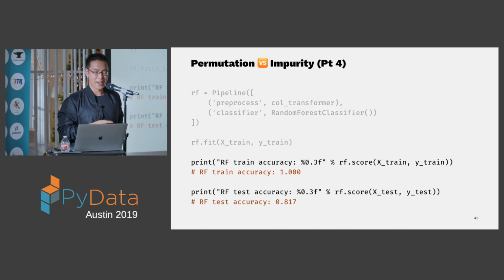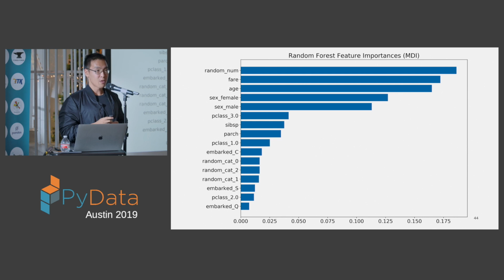The accuracy of this model is 100% on training, which sure, but the test set is 81%. So how many of you have used feature importances from a tree before? This is the feature importance of this tree. You can see that the random number is the most important feature. That doesn't make much sense, right?